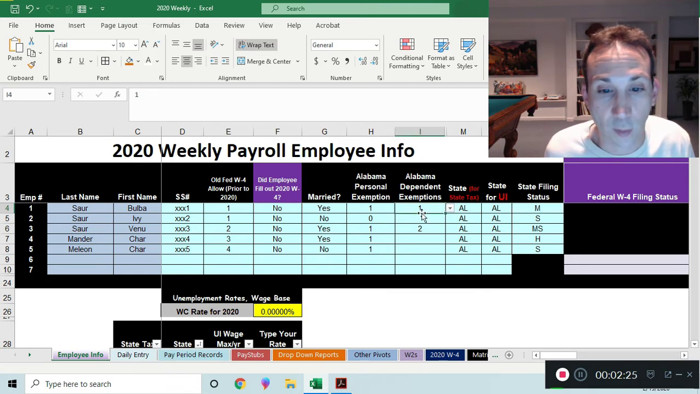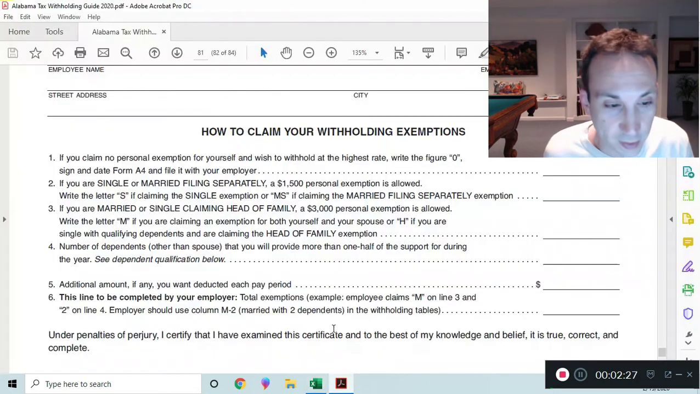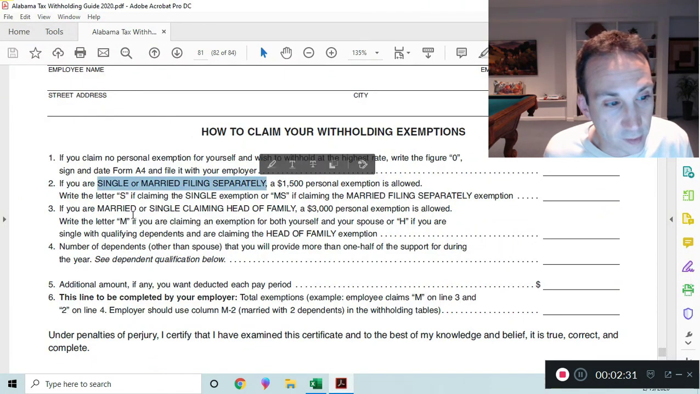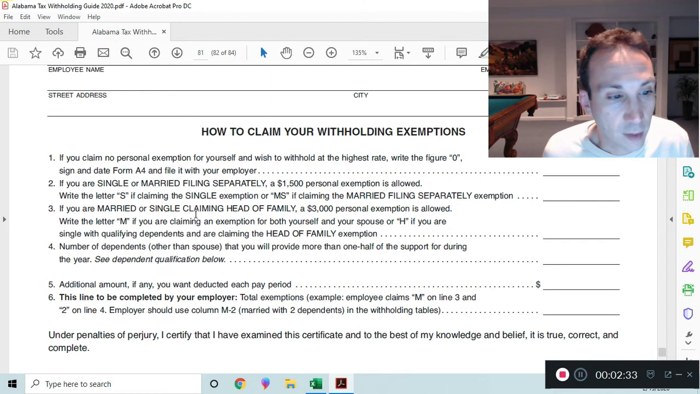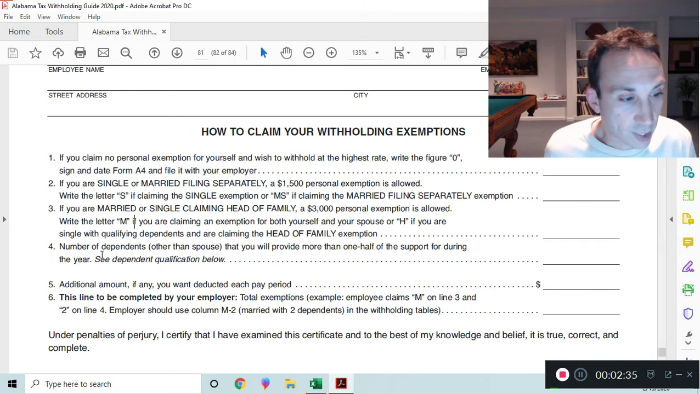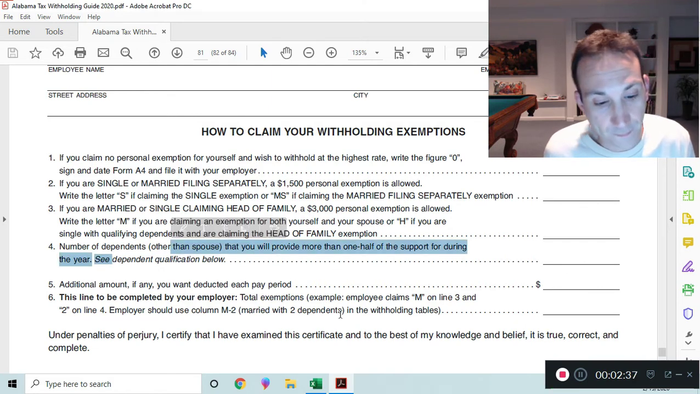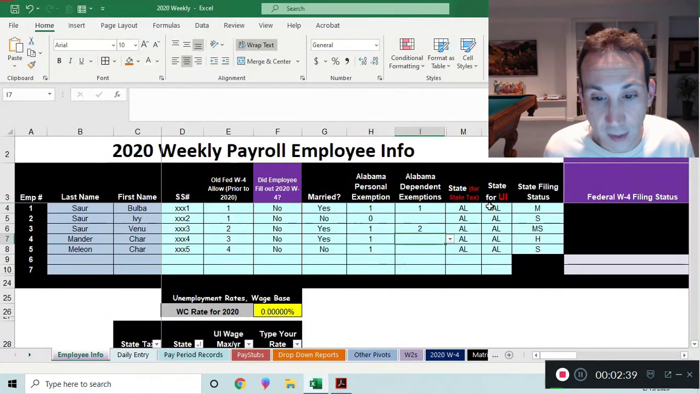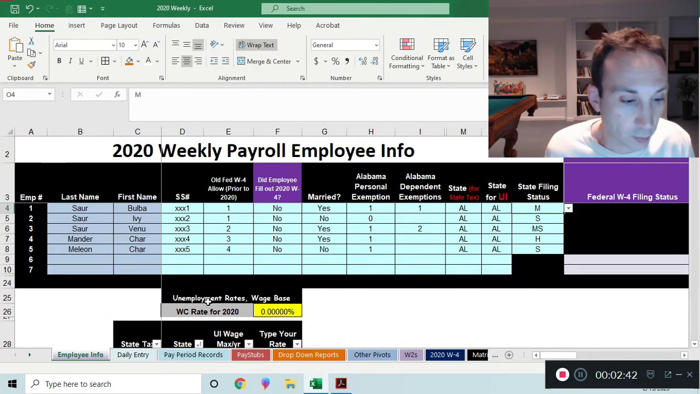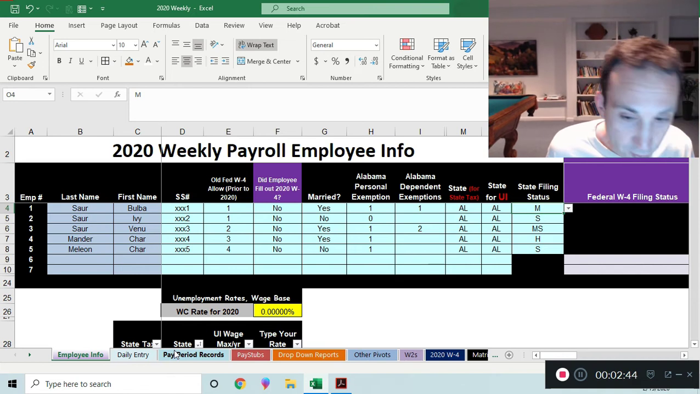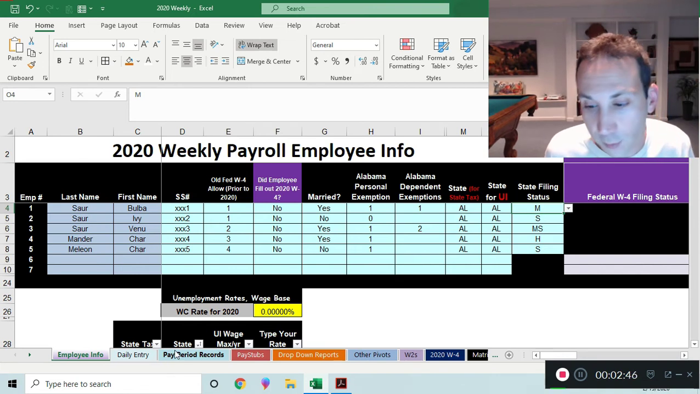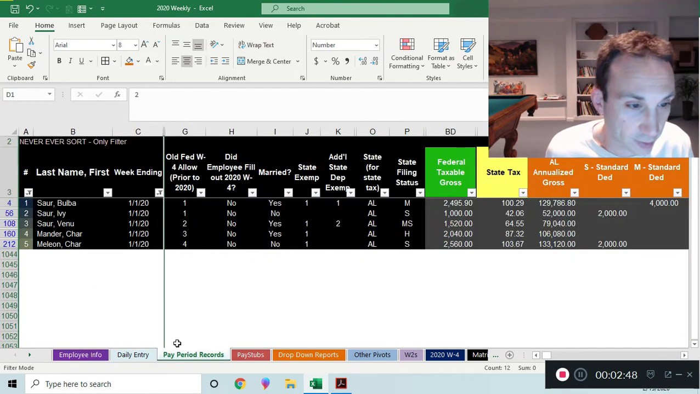That's the other relevant question, in addition to how many dependents do they have. So what's their filing status: single, married filing separately, married, or head of household, and how many dependents do they have? Once you fill that in on the employee info master sheet, you can start to look at how the withholding rates are actually calculated.